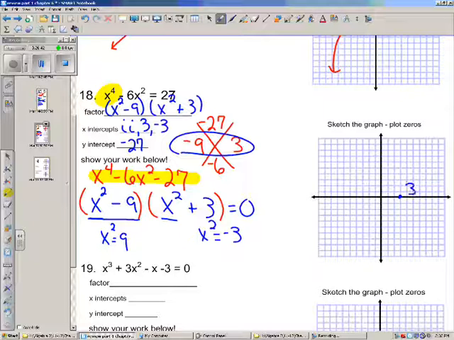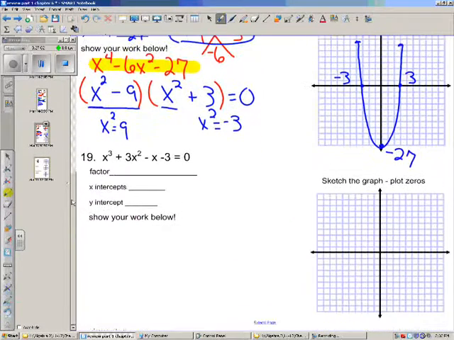I have 3, and I have negative 3. And as far as the negative 27, I'm just going to put it down here. And because of the 4th power, it's going to be a u. And just do the best job to make your u look smooth. No bumps here. Okay? And that's number 18.